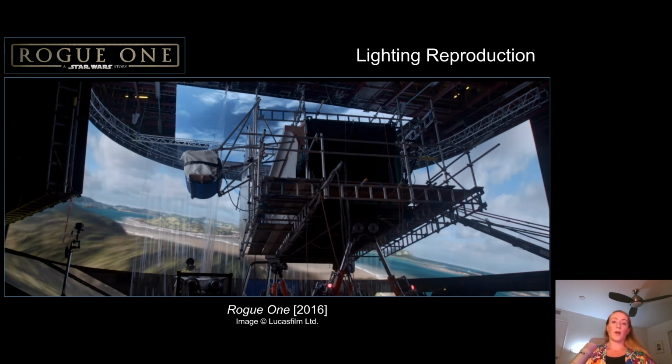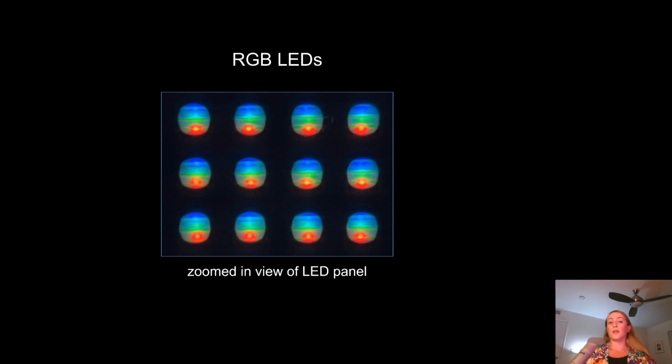However, in each of these projects, they all used only red, green, and blue LEDs. Now, we know this already for the light stage version, but if you look very closely at an LED panel that's used in typical virtual production stages, you're going to see individual pixels represented by single red, green, and blue LED units, as we can see in this close-up photograph here.